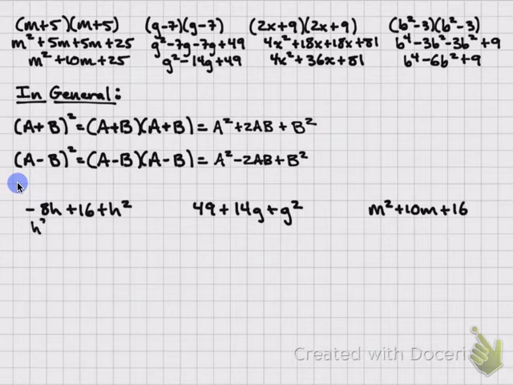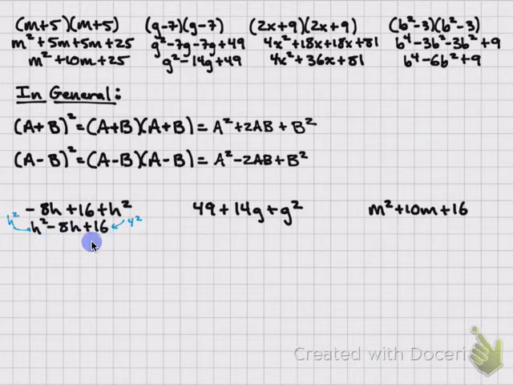So h squared minus 8h plus 16, and no common factors. So let's go ahead and look at the first and last terms. That first term, h squared, yep, that's a perfect square. It is, well, h squared. Is 16 a perfect square? Absolutely. That is 4 squared.